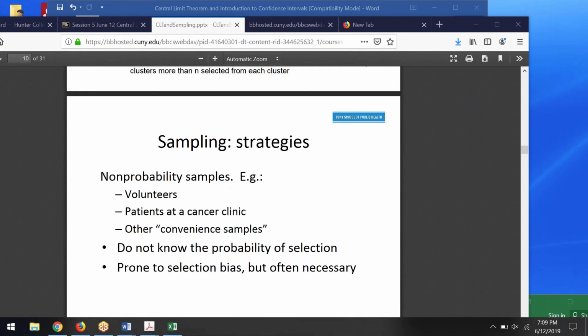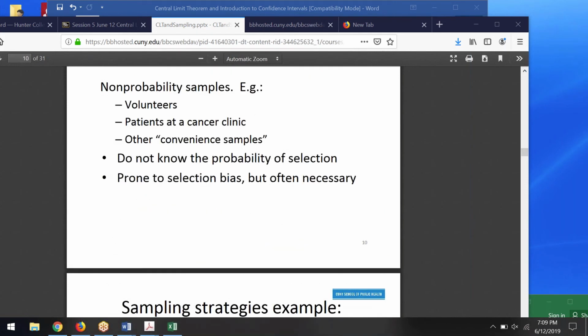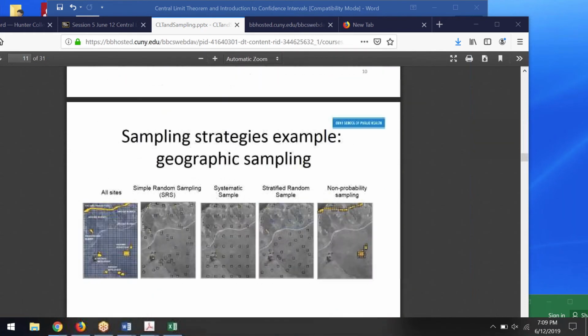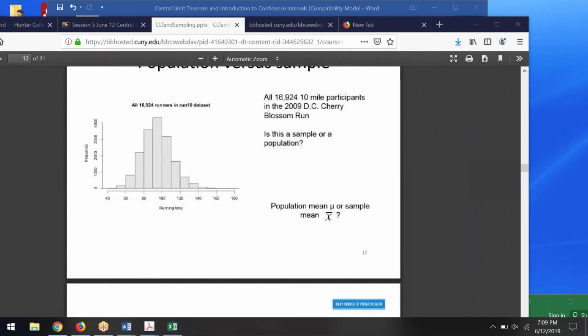Okay, so we have a number of sampling strategies based on that. Okay, so I'm going to move on a bit from that.